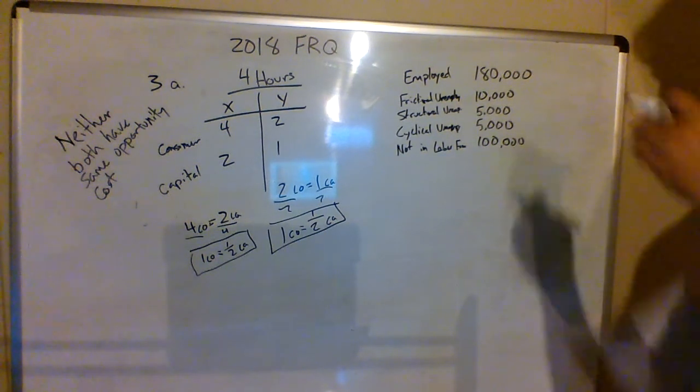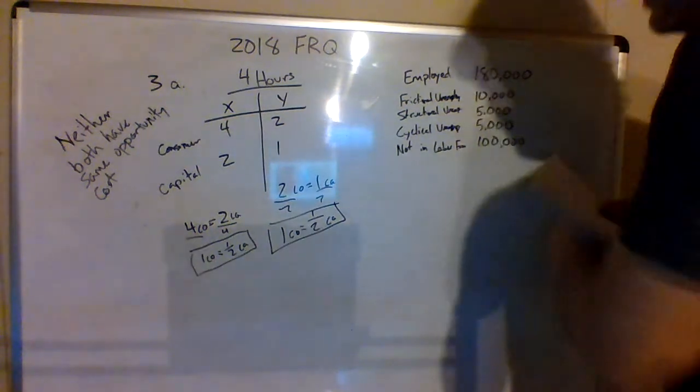All right, so moving forward, we've got part B. We're going to calculate the unemployment rate. I'm going to erase 3A here.